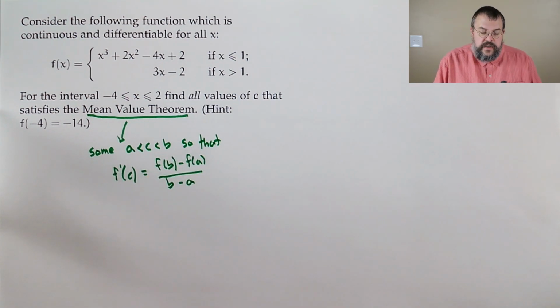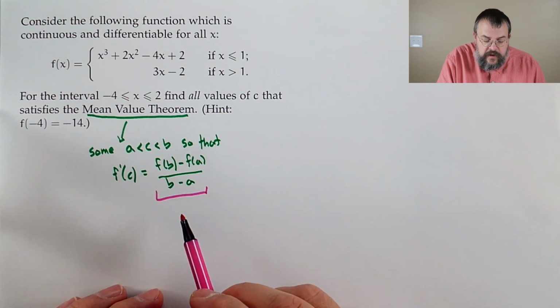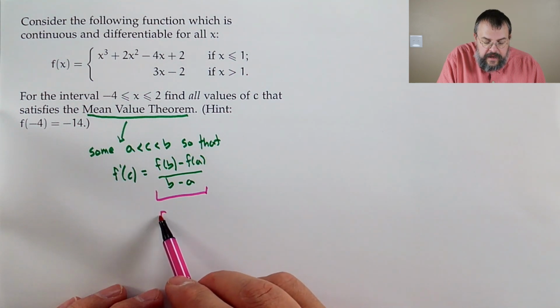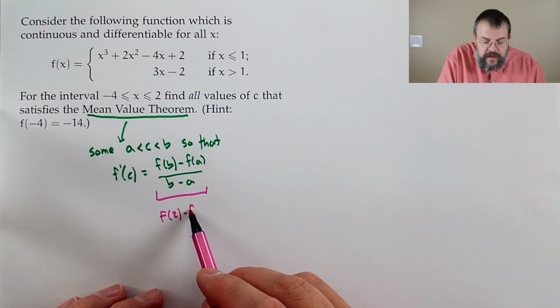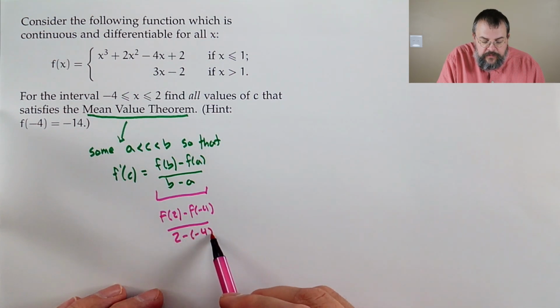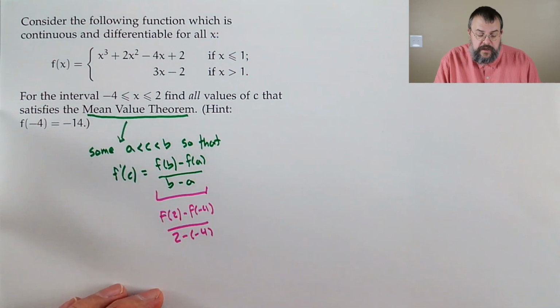So the first thing for us is going to be focusing on this piece right here. So that means we want to look at our expression. So we want to look at f of 2 minus f of -4 divided by 2 minus -4. And I'm pulling off the -4 and 2 from our endpoints. So that's our a and our b.